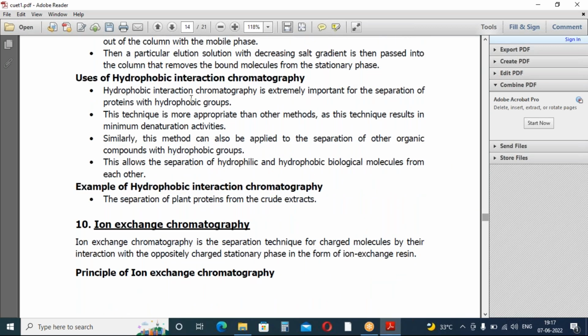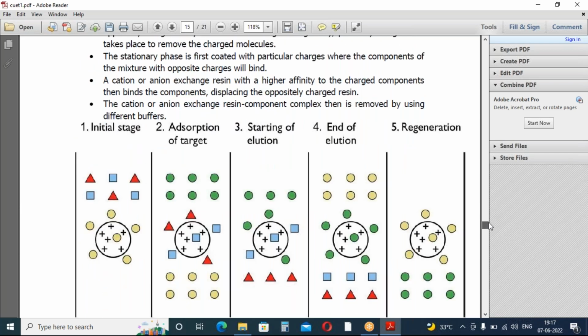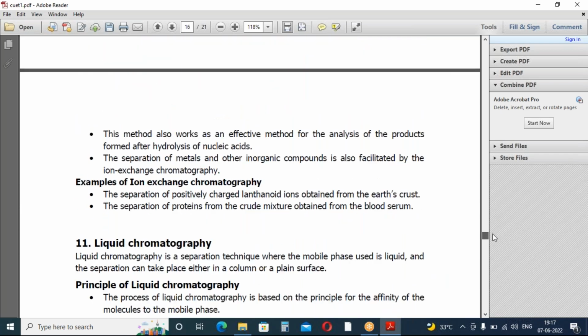Okay, and next, hydrophobic interaction chromatography examples. This is mainly used for plant proteins from crude extracts. That means different plant extracts containing antibiotic activity, like protein activity components, can be separated by using hydrophobic interaction chromatography. Okay, and next, coming to ion exchange, we already discussed that, so I don't want to go through it again.